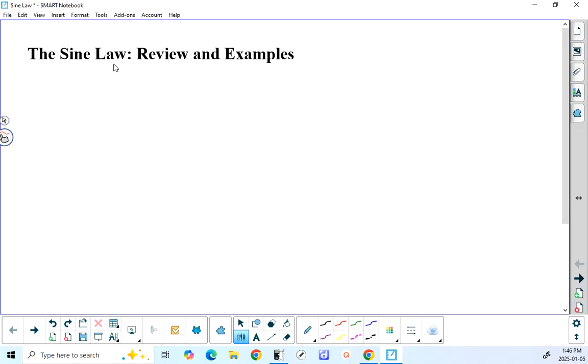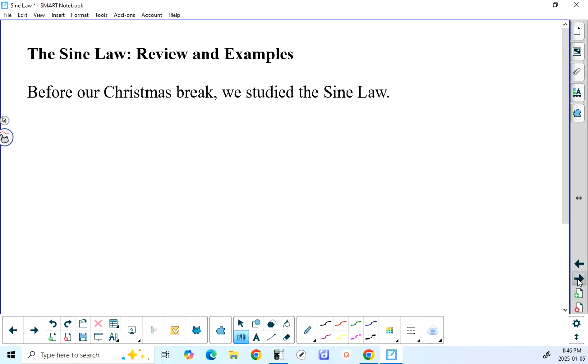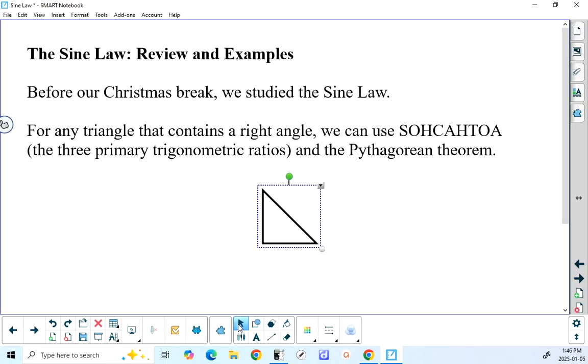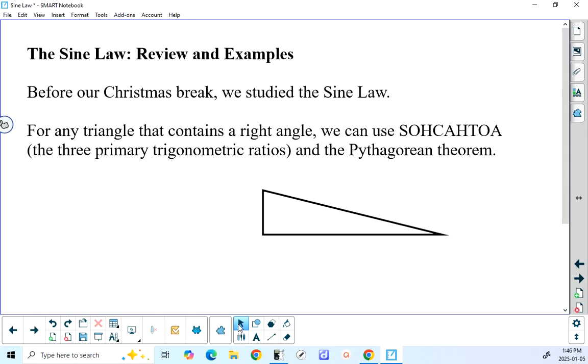So to begin with here, this is a review of what we studied before the Christmas break. It was called the sine law, and I want to back up to previous parts of this course where we solved problems that involved right angle triangles. Remember, a right angle triangle is a triangle that contains a 90-degree angle. So for example, that is a right angle triangle. This is a right angle triangle. There is a 90-degree angle in here.